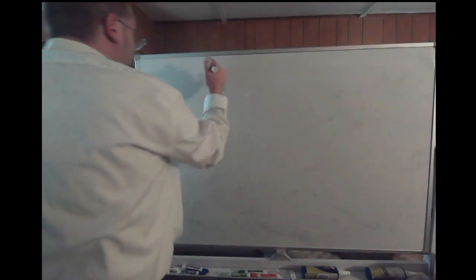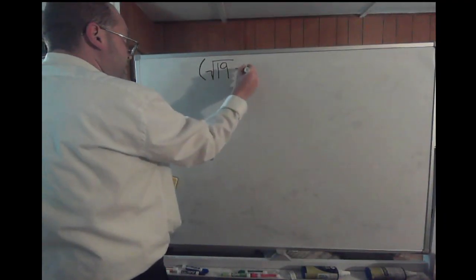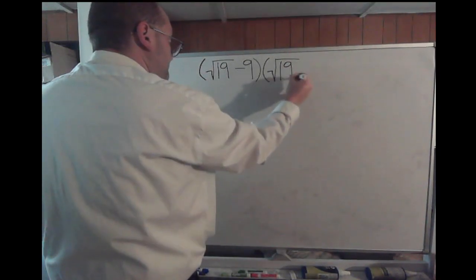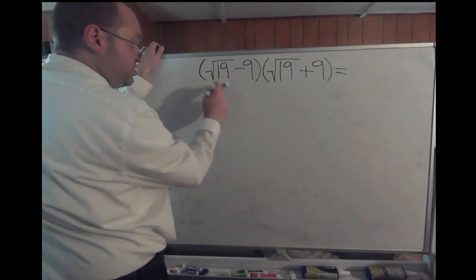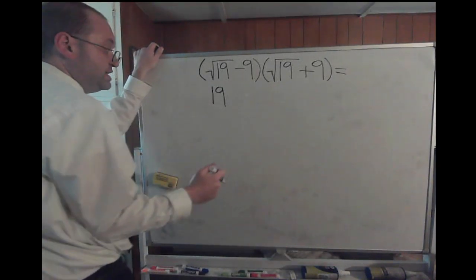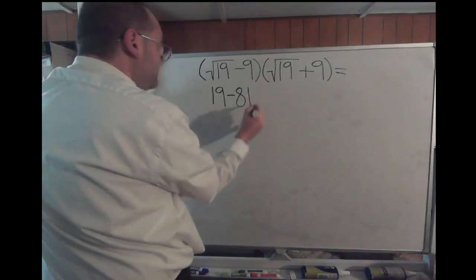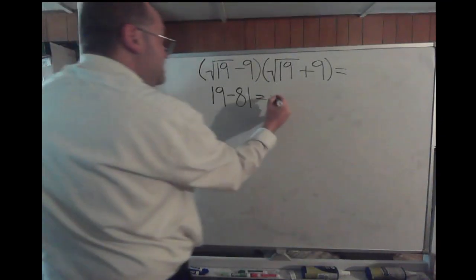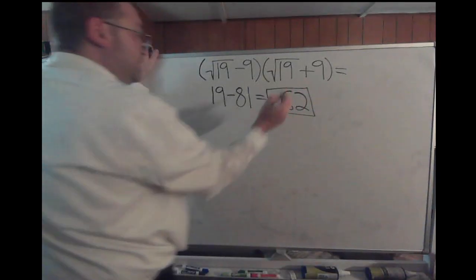Now we have the square root of 19 minus 9 times the square root of 19 plus 9. Once again, we have the same numbers. The square root of 19 times the square root of 19 is 19, and negative 9 times positive 9 is negative 81. So you have 19 minus 81, which is negative 62.